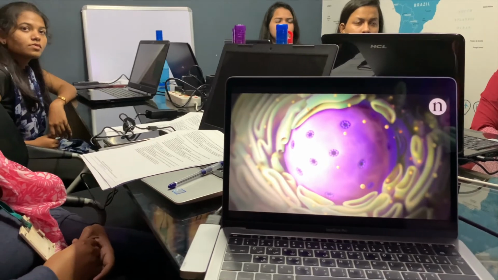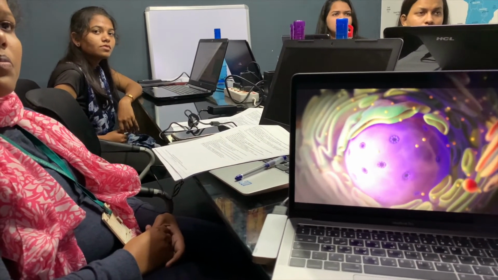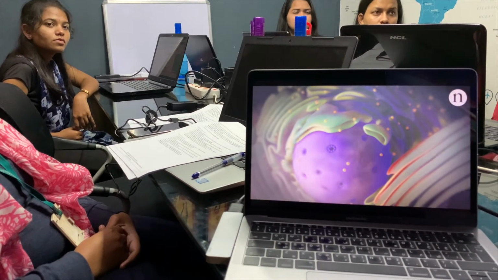CRISPR has already changed the face of research, but these new ideas show that what's been achieved so far could just be the tip of the iceberg when it comes to CRISPR's potential.